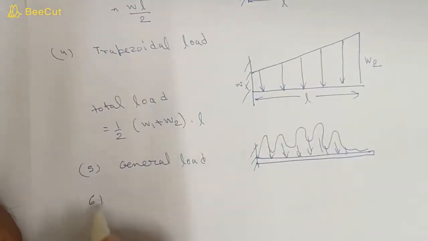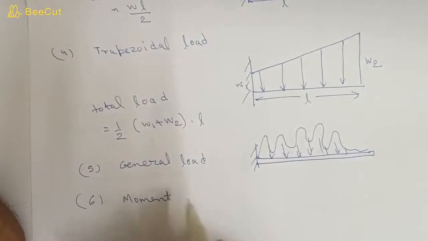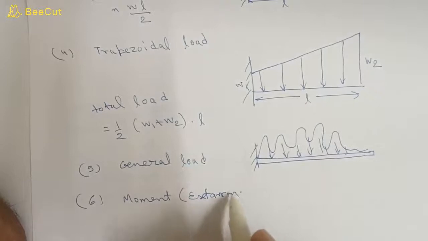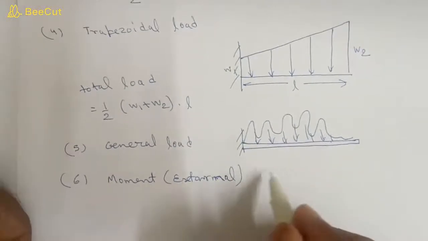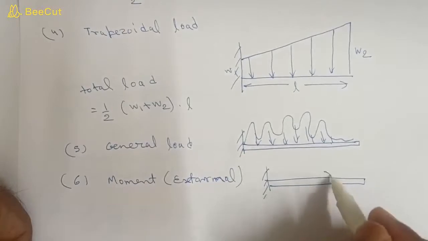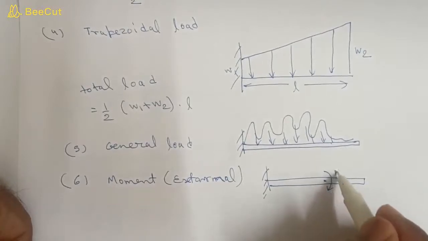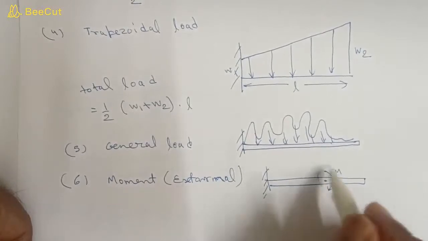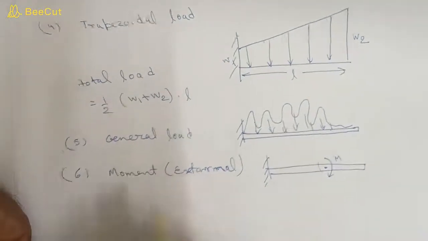Next one is external moment. This is a beam, and if moment M is applied here, then this type of loading is called external moment loading.